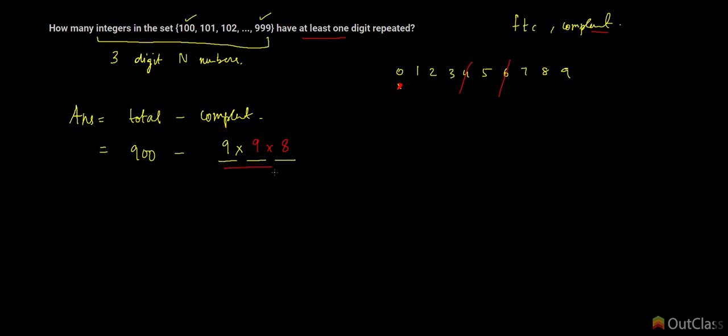Again, this should be familiar to people who have done this. It's always going to be 9 here because 0 is not allowed, and then the same multiplier is repeated once more, and then it goes down as is usual for FTC. So this is the answer, 900 minus 9 × 9 × 8, which becomes 900 minus 648, which leaves you with 252.